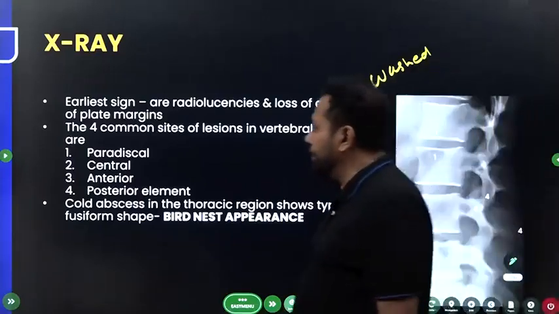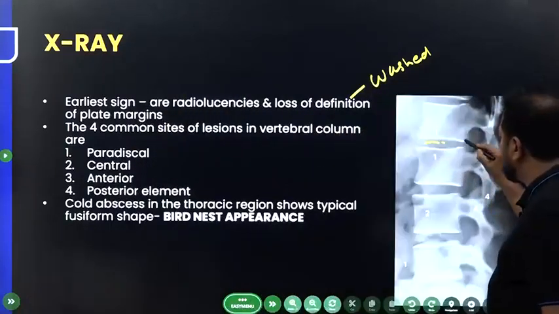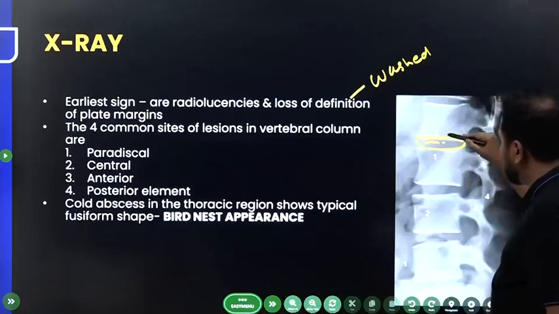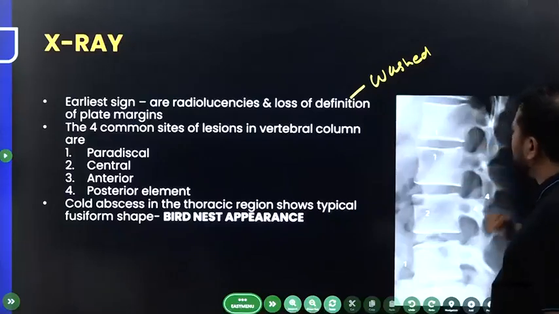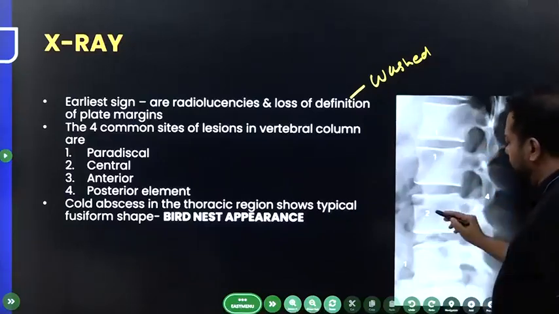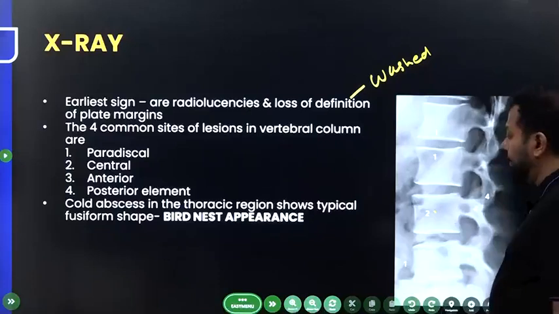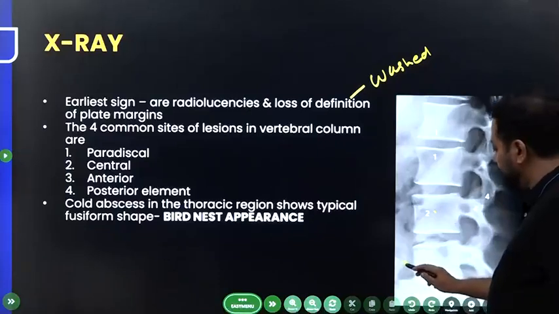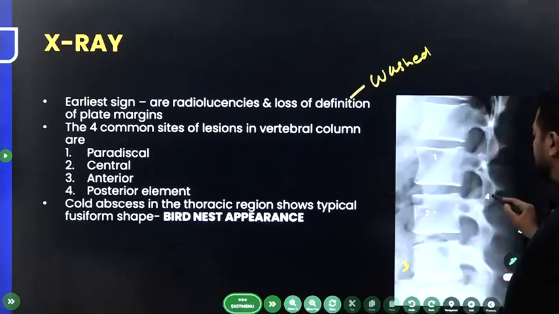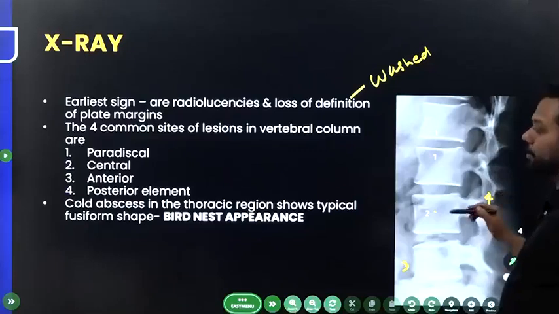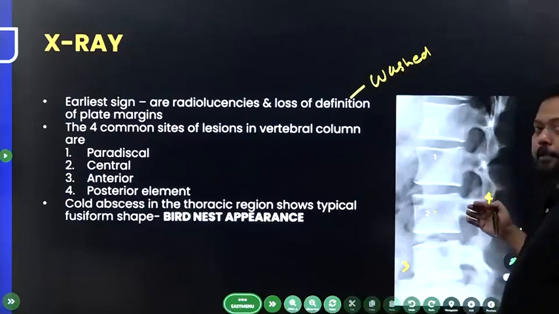The four common sites of vertebral involvement are, you see here, here is your disc. This is the common area, called paradiscal. Paradiscal is the most common. Second is the center of the body of the vertebra, by way of Batson's plexus. Third is the anterior part of the vertebra. And the rarest site is the posterior element. I told you, the posterior elements are the spinous process, lamina and pedicles.